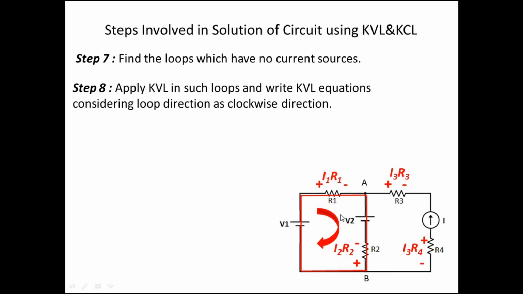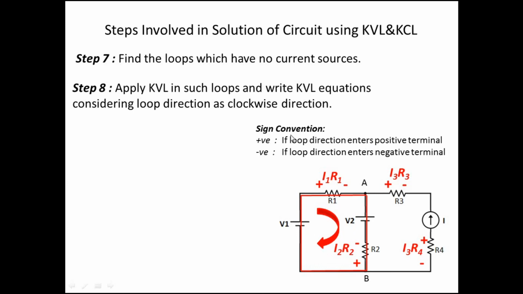So if we are applying the KVL here, we have to follow the sign convention like this. If the loop direction, which is clockwise, enters the positive terminal, we have to take that voltage drop as positive. If it is entering the negative terminal, we have to take that voltage drop as negative. So in this loop, the voltages are V1, I1 R1, V2 and I2 R2, and the sign is like this. The sum is 0 according to KVL.